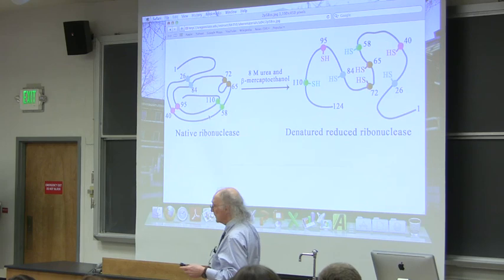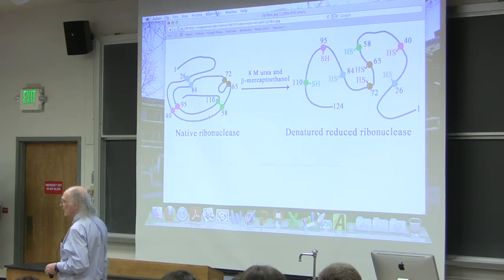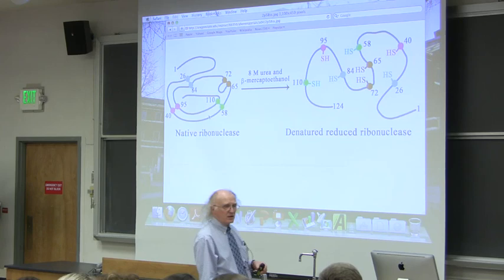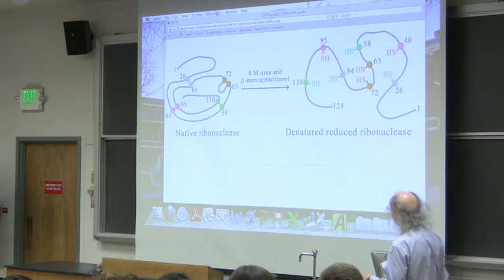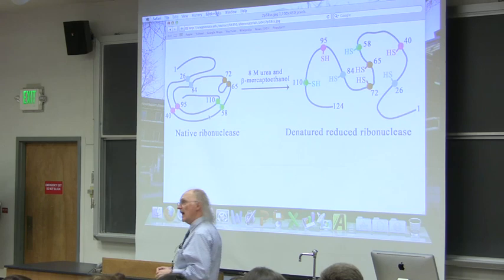Okay? And the urea is there. Urea has the effect kind of like heat does. Urea will disrupt hydrogen bonds. So the combination of urea, which is the equivalent of heating it, plus mercaptoethanol will cause ribonuclease to completely denature. And when we do that, we can then have this enzyme in an inactive form.